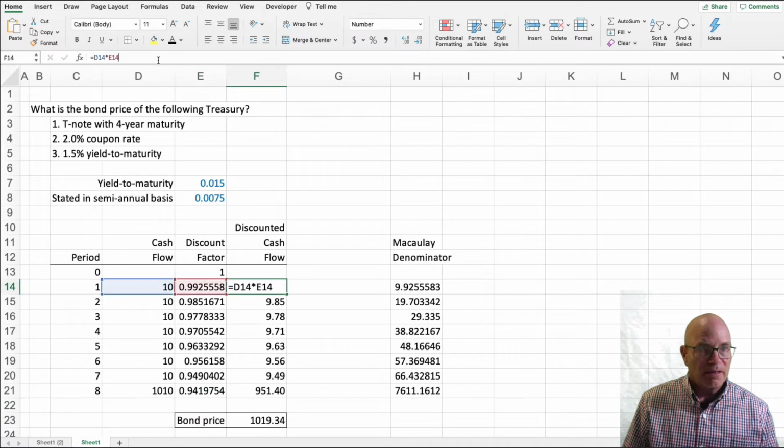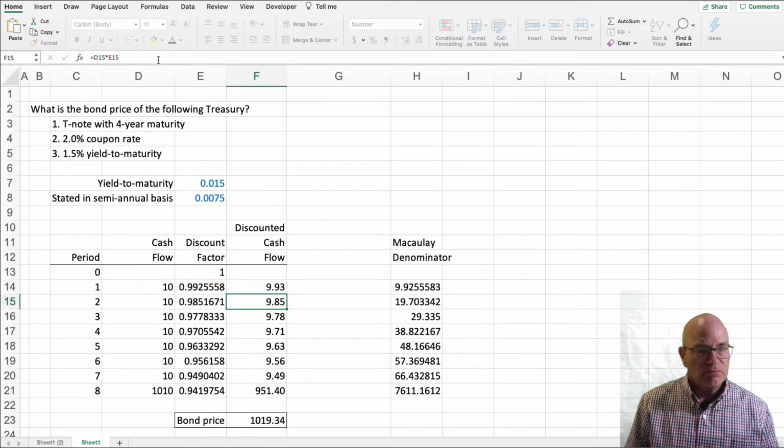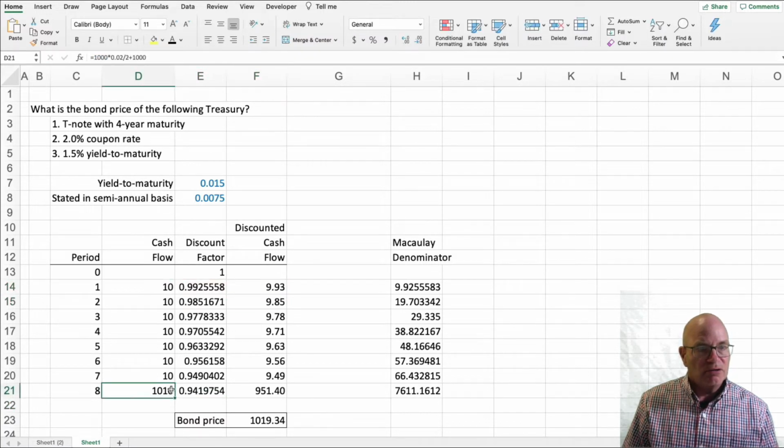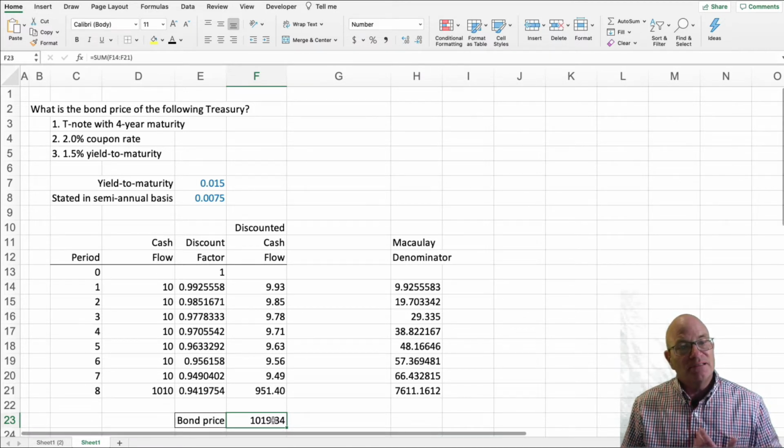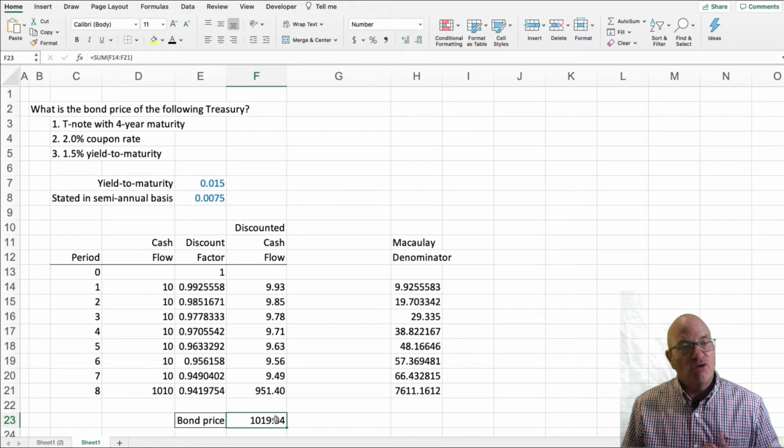We then multiply that by our cash flow. So our $1,010 cash flow in the future, our discount factor is 0.9419. Multiply the two. There's our discounted cash flow, that 1010, it's 951. Sum it all together. And given these cash flows and this yield to maturity, our bond price is $1,019.34. All right, we know that.